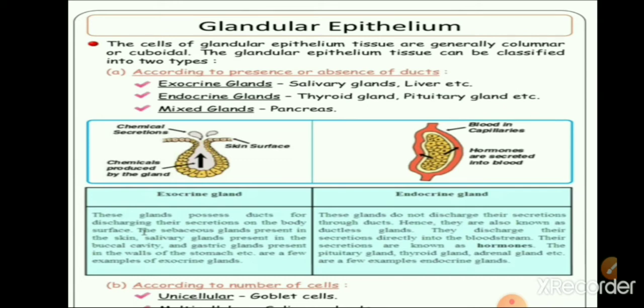In the exocrine glands, the secretion is released via ducts. The secretion is discharged into the ducts, and ducts carry the secretion to the various target organs. But in case of endocrine glands, the secretion is not discharged into ducts. It is discharged directly into the bloodstream, and the secretion of these glands is said to be hormones.